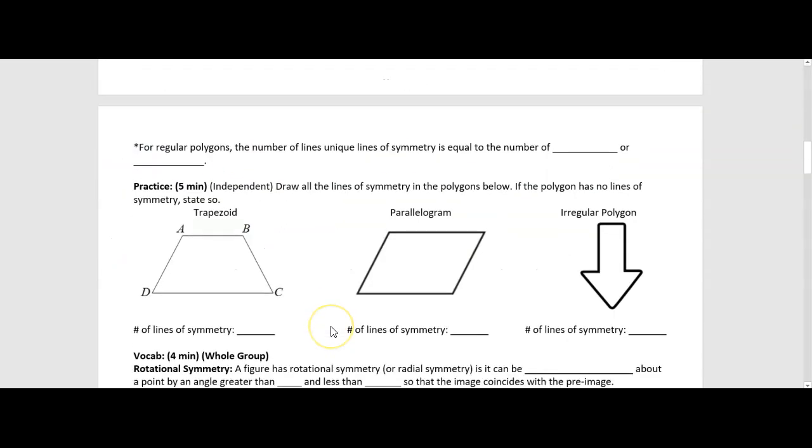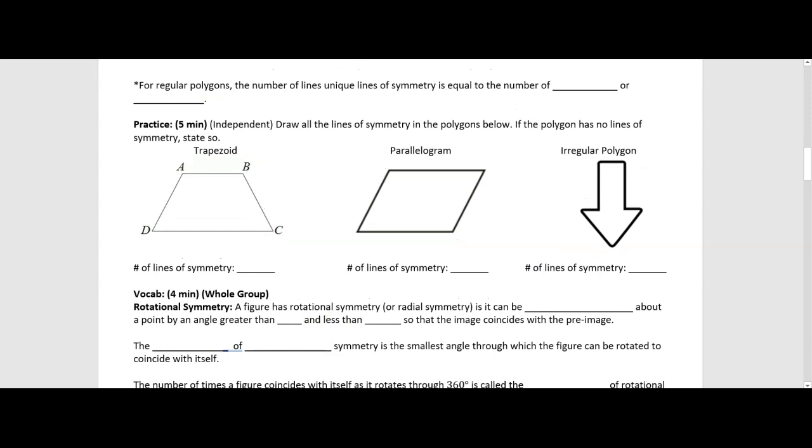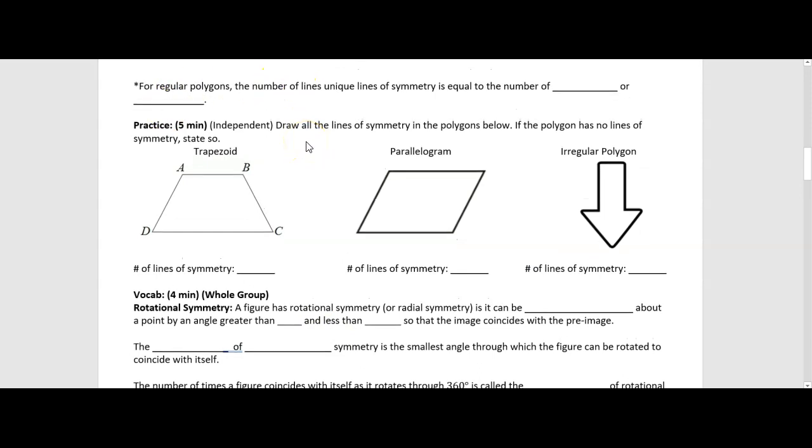So if I go write this pattern down, for regular polygons, the number of unique lines of symmetry is equal to the number of sides, or we could say vertices. And you could also say angles actually as well. So there's a third one in there. I think the easiest one to remember is just sides.